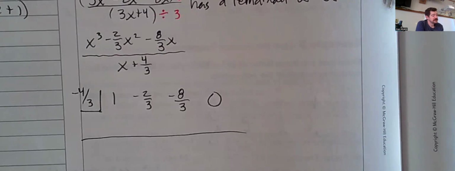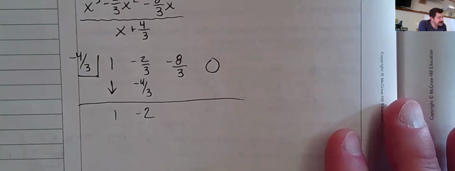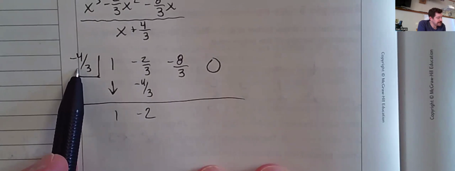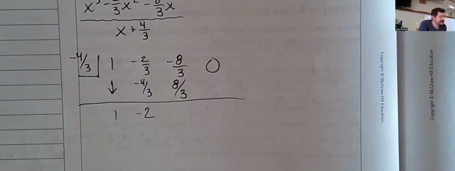So you're going to bring down the 1. Multiply by negative 4/3. Well, that's negative 4/3. Now, in terms of addition, this is pretty convenient because negative 2/3 plus negative 4/3 is what? Yeah, negative 6/3, which equals negative 2. If we multiply negative 2 times negative 4/3, that would be positive 8/3. So 8/3, and take a look. What does that equal? 0.